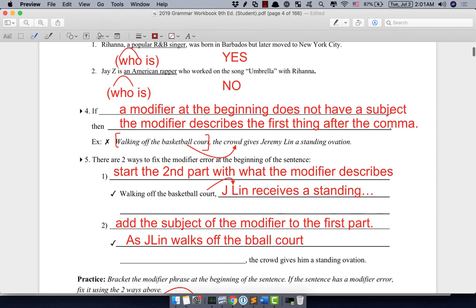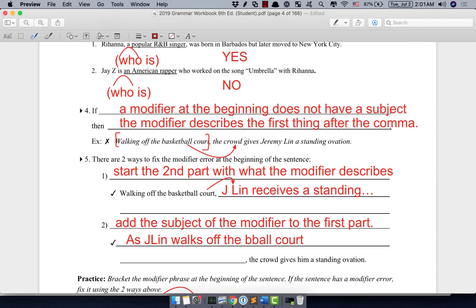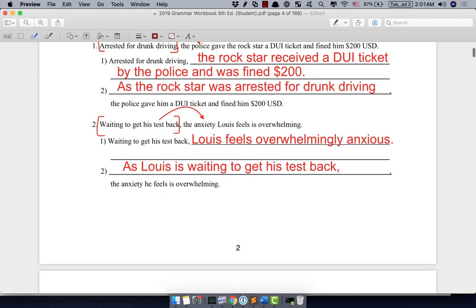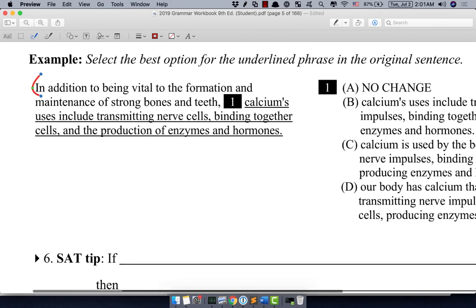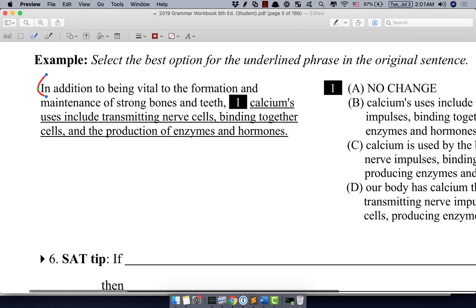Take a look again here at rule number 4. Rule number 4 says, if a modifier at the beginning does not have a subject, then the modifier describes the first thing after the comma. Okay, how does that rule apply to this sentence here? First, you have to realize that in the beginning of the sentence, you also have a modifier in the word "in." So "in addition" is a modifier. Once you realize that, then this phrase here, "in addition to being vital to the formation and maintenance of strong bones and teeth," this whole thing is a modifier.